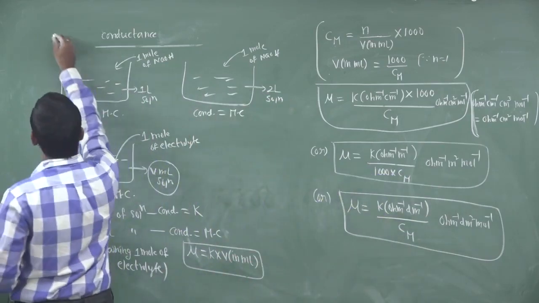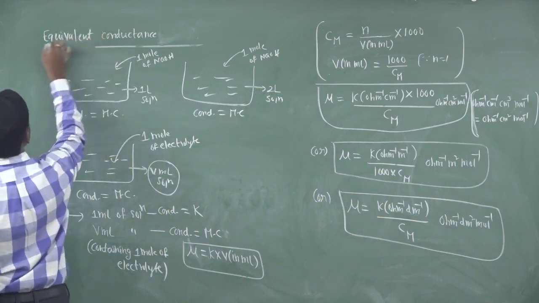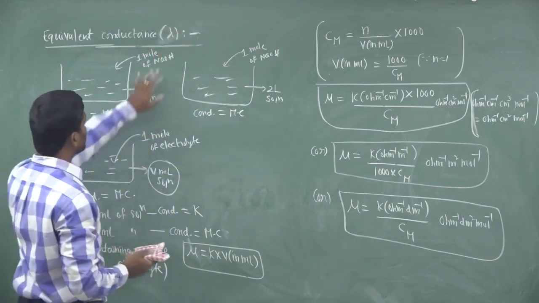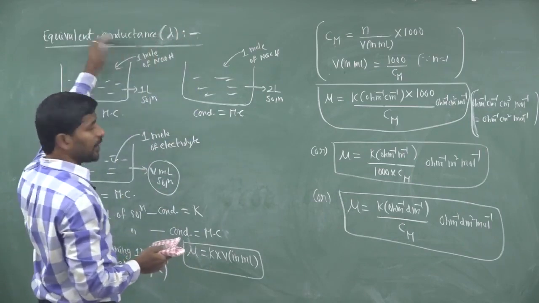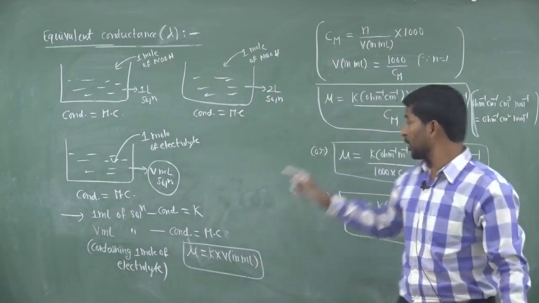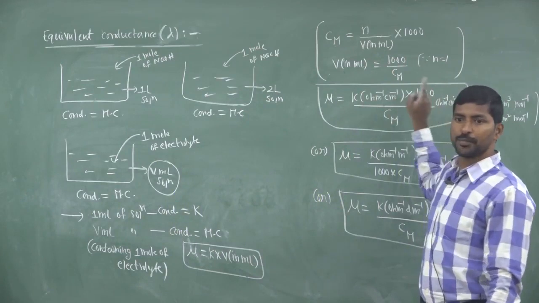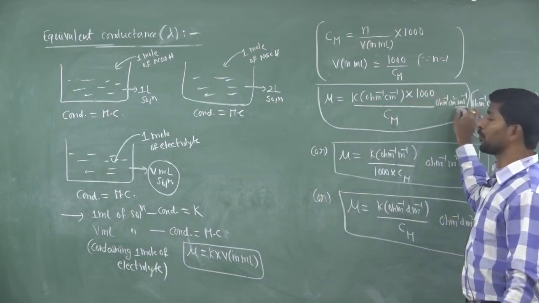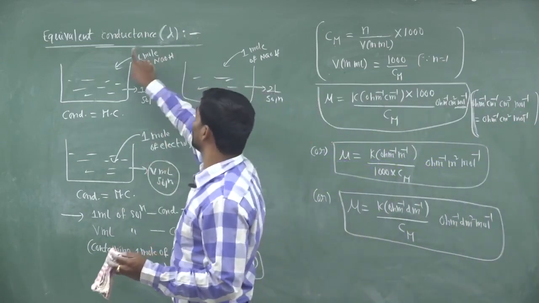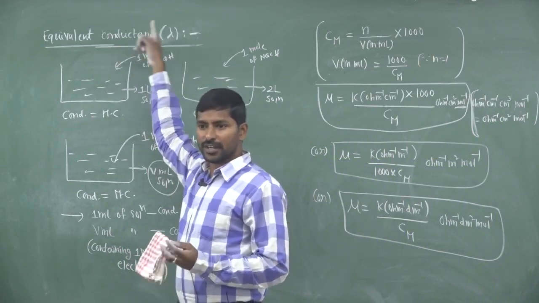Next one, equivalent conductance. A small difference we have, equivalent conductance, lambda. Just by this symbol, don't differentiate between equivalent and molar conductance. Based on units, you can differentiate easily. Here per mole we will get, there per gram equivalent we will get. So to differentiate molar conductance and equivalent conductance, you follow the unit, since in most cases they have given the same symbol, lambda only.